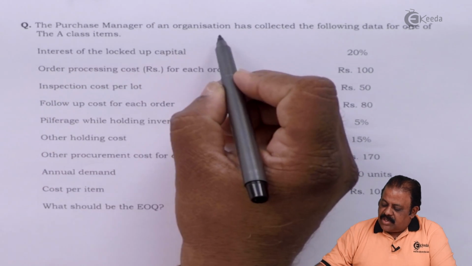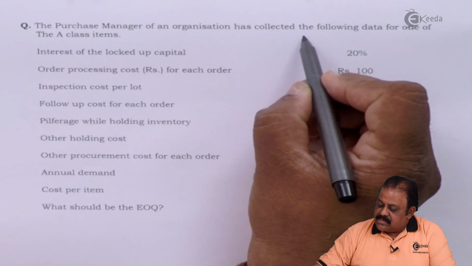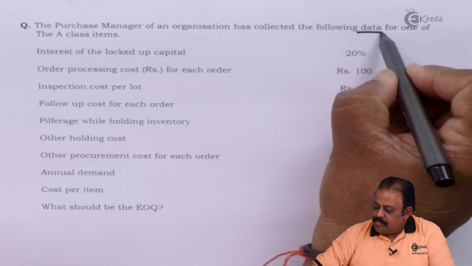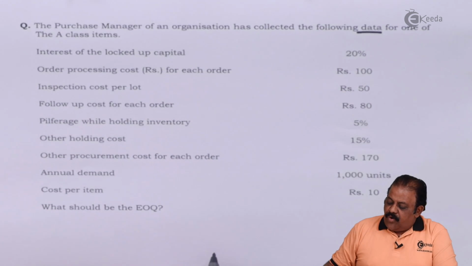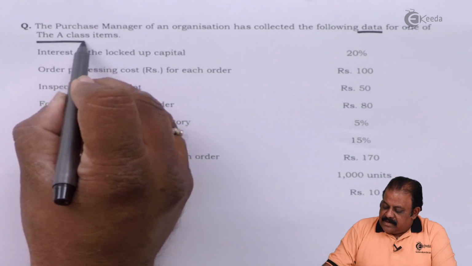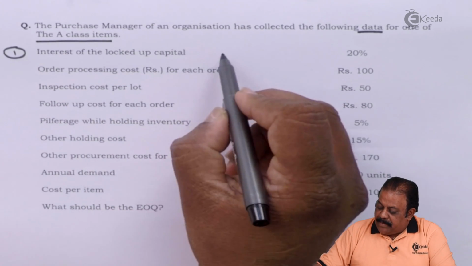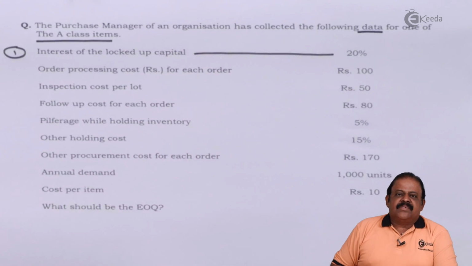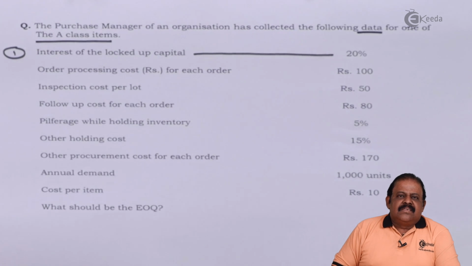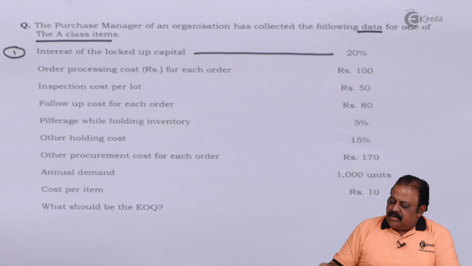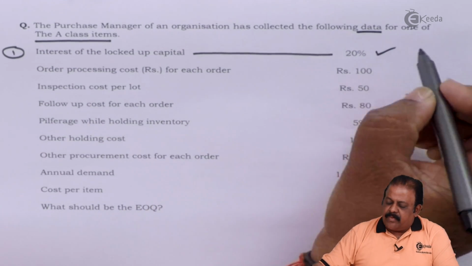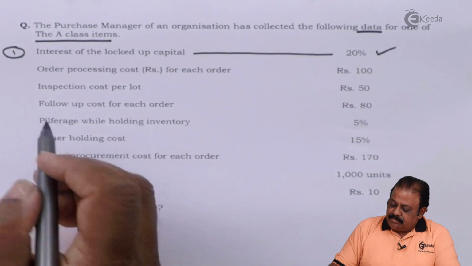The purchase manager of an organization has collected the following data information for one of the class items. Interest of locked up capital 20%. That means this is normal rate of return or industry standard where capital should get 20% of returns.